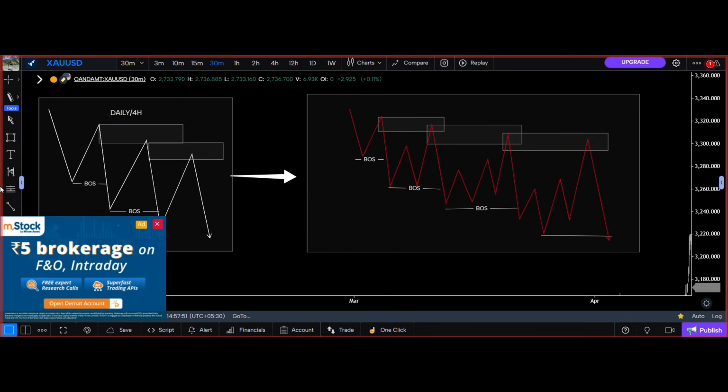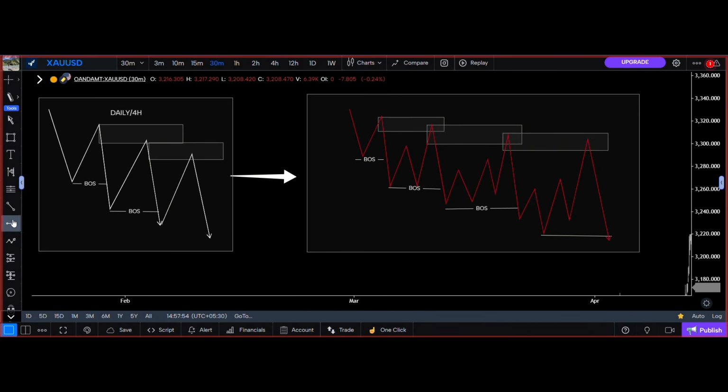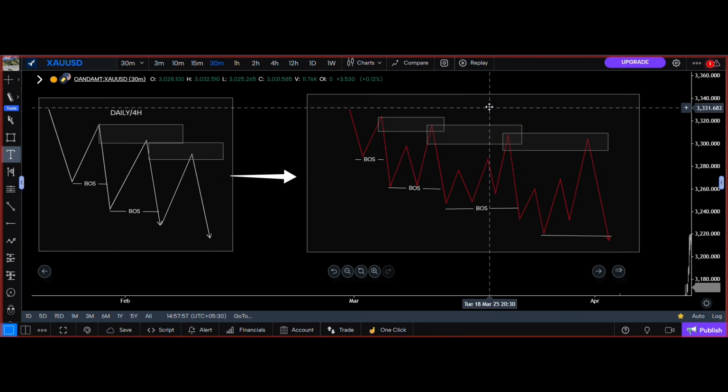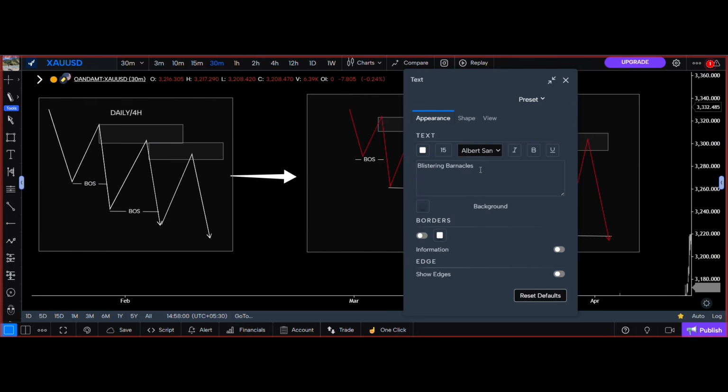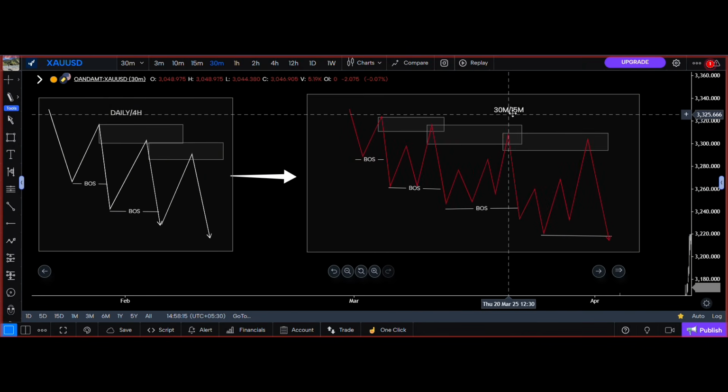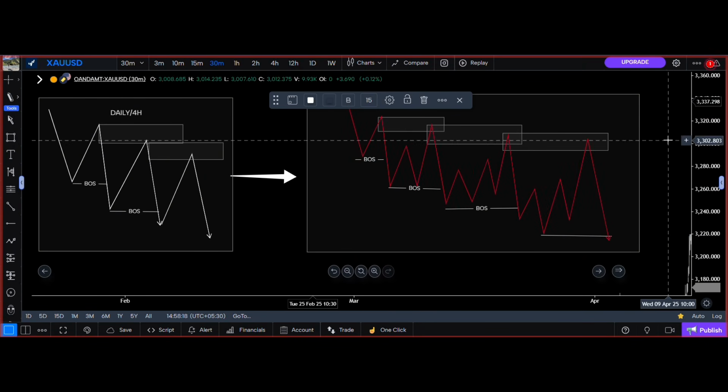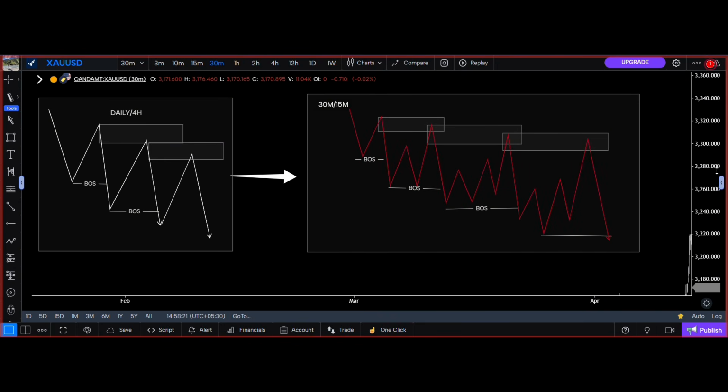This was on the lower time frame. Let me write it down. 30-minute time frame and 15-minute time frame. So this was all about today's class, and this was all about the supply and demand entries we use. Fine.